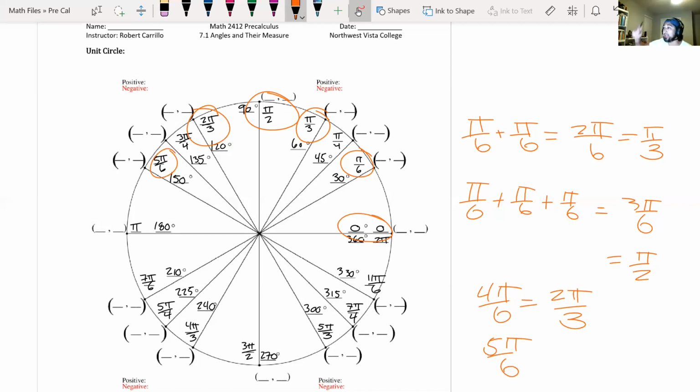And you can do that with any radian value: pi over 4s, pi over 3s, pi over 2s, pi over 15s, pi over 20s, whatever. If you want to know exactly where it's at, just count it like a clock. Just keep adding pi over 6s or whatever you're dealing with.